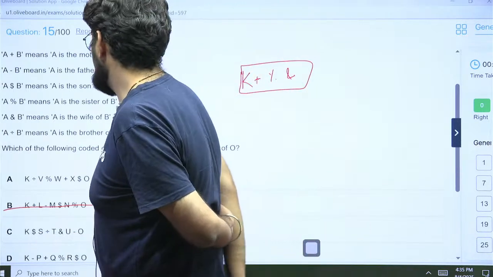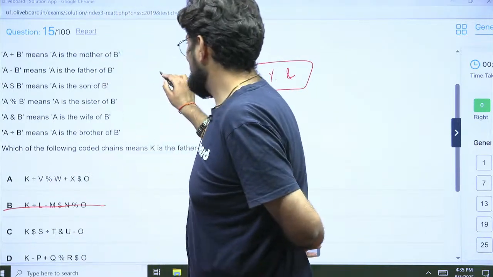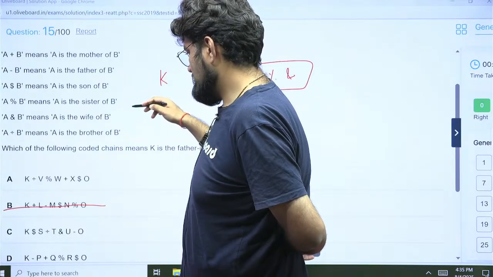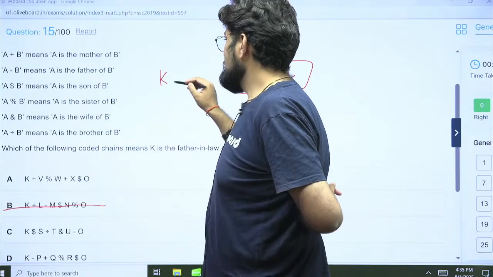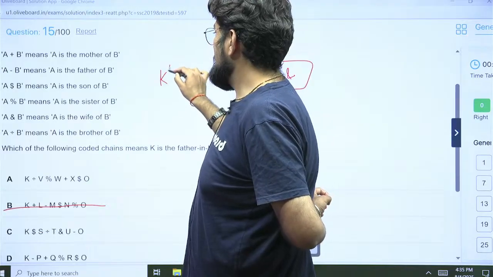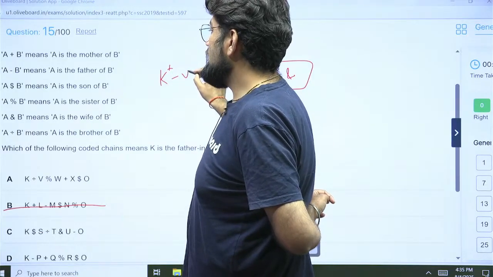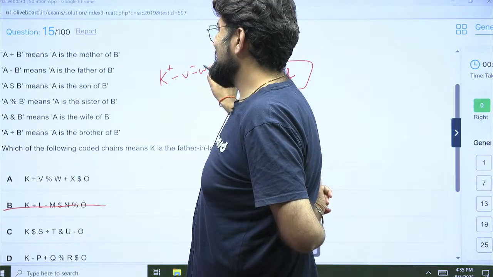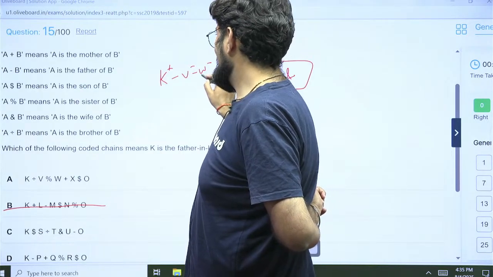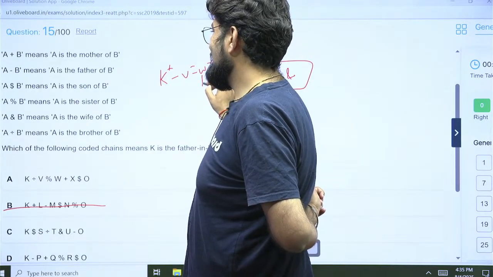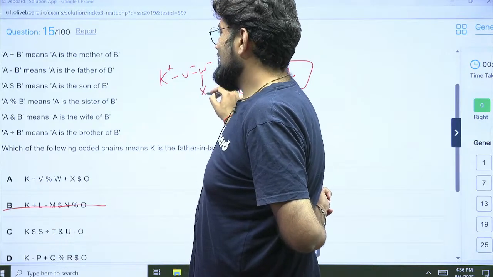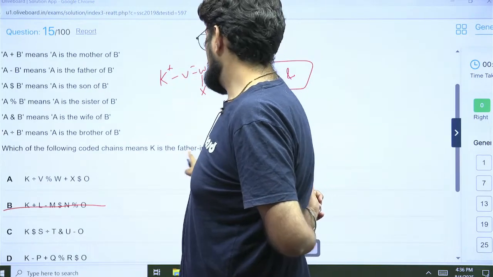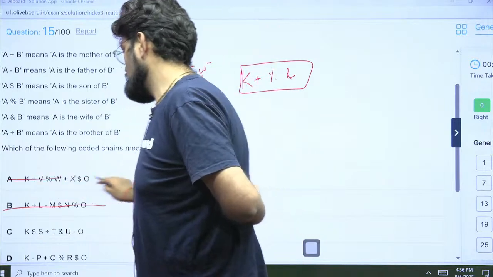So K divided by V means K is the brother of V. Do we have anything common anywhere? No. This is totally different. Okay. So K is the brother of V. V is the sister of W. W is the mother of X. Obviously X is the son of. So obviously K is not the father-in-law. So this is gone. Don't check it completely now.